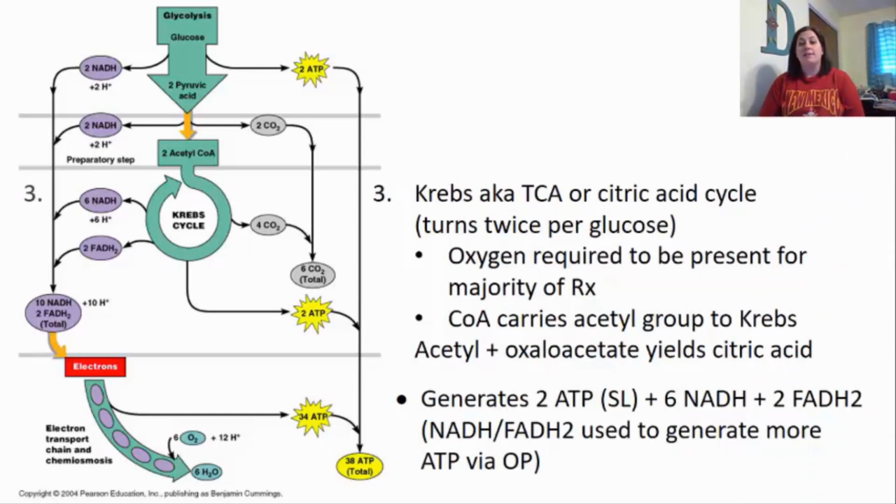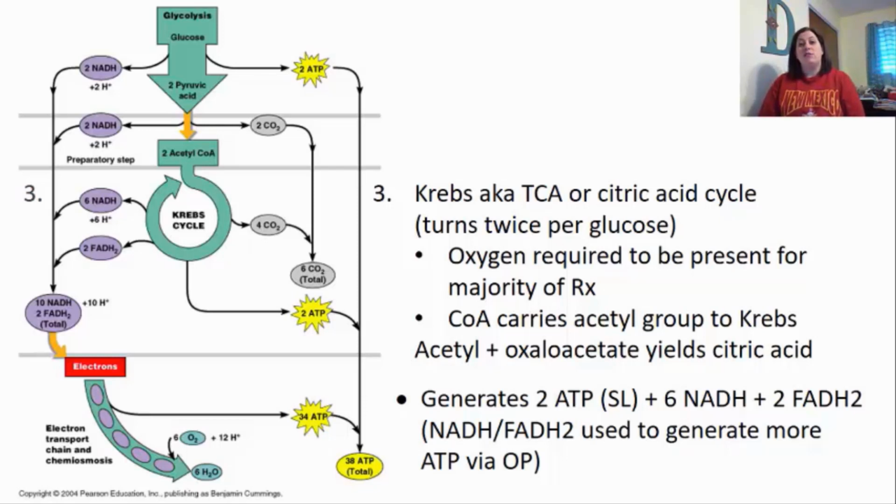The next step is the Krebs cycle. The Krebs cycle is also known as the TCA, or the citric acid cycle. One thing to note, the Krebs cycle does turn twice per glucose molecule. Since glucose got broken into 2 pyruvates, we're going to see that it's going to turn twice. Oxygen is still required to be present here for the majority of the reaction, but it's still not used. Now, CoA, or coenzyme A, is going to carry the acetyl group to the Krebs cycle. So this is going to be acetyl plus oxaloacetate, which is going to yield citric acid, thus the name it gets, the citric acid cycle.